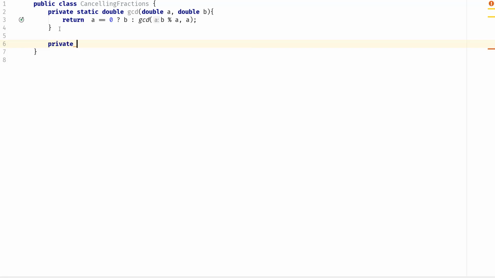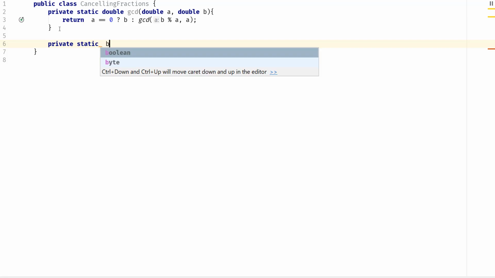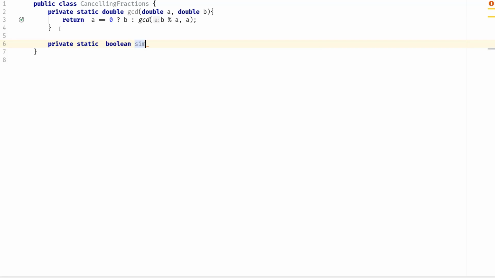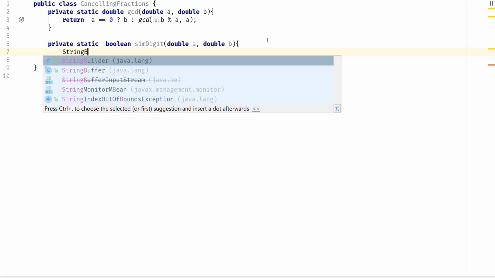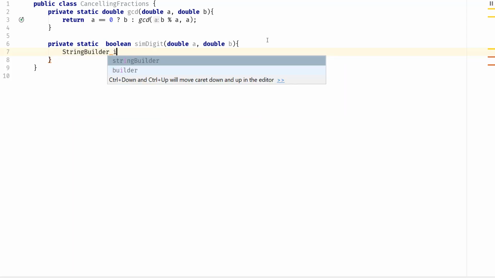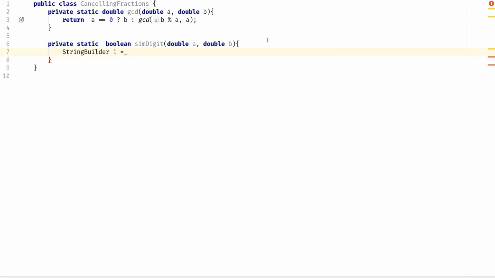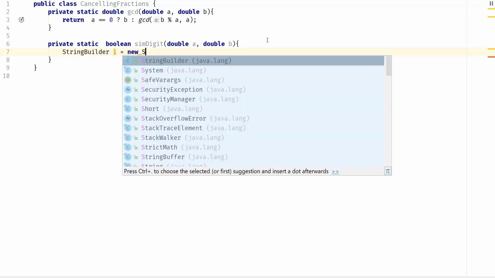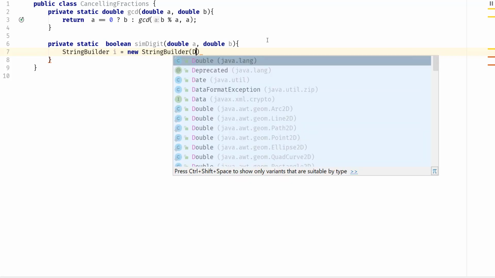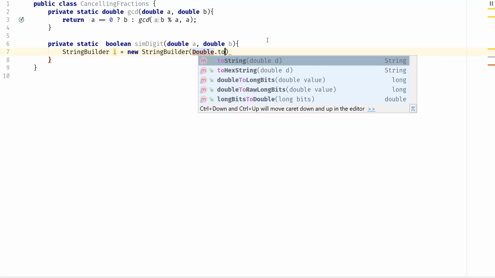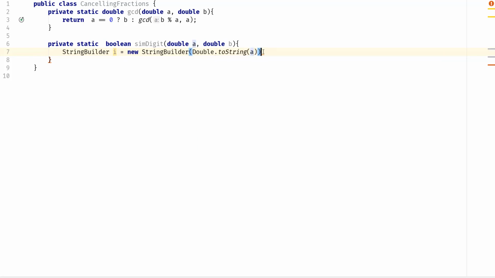So let's do this. Let's try to erase those. So we're going to create a static boolean, and this one we're going to use to simplify the digit. It's going to take a double A and a double B. What I want to do is use a StringBuilder, and you guys will see the reason why, because we can use this to eliminate digits. Let's do Double.toString and pass in A, and let's copy this for B.